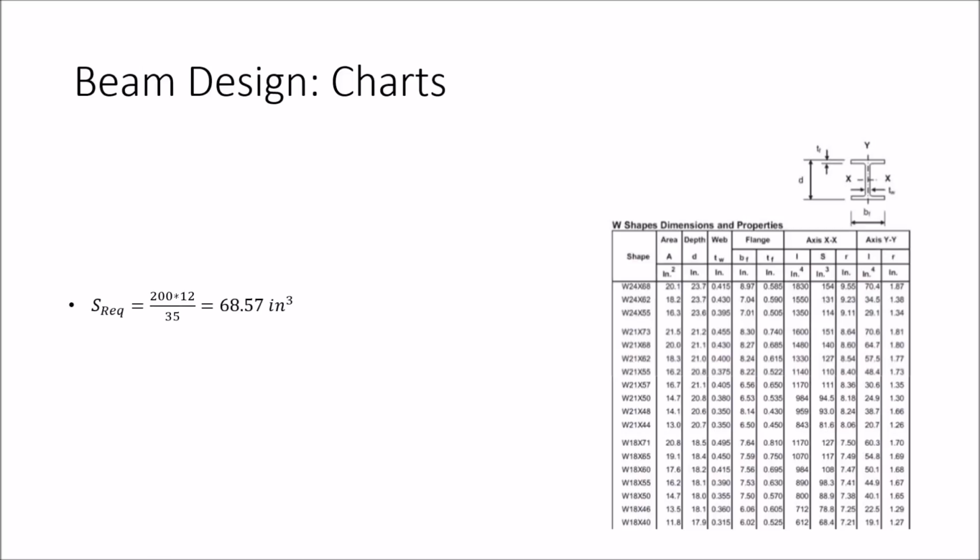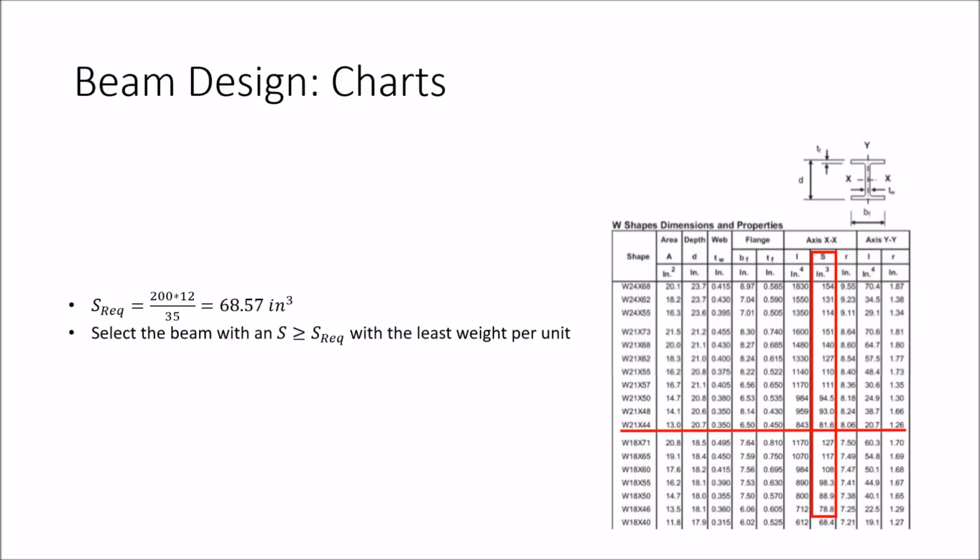Now that we know what our S must be, we can select a beam with the least amount of weight that meets that S required value. So we should first focus on the S column, and then find a beam that fits, like this one. But we should notice that it is a heavy beam, which means it will be expensive. Let's see if there's a cheaper one. If we look at this one, we will notice that it weighs slightly less, and it also meets the S required, so it is an overall better fit for the situation.